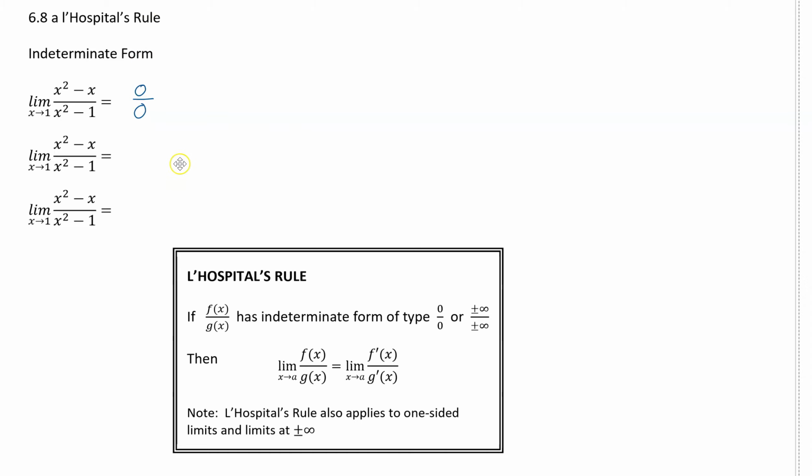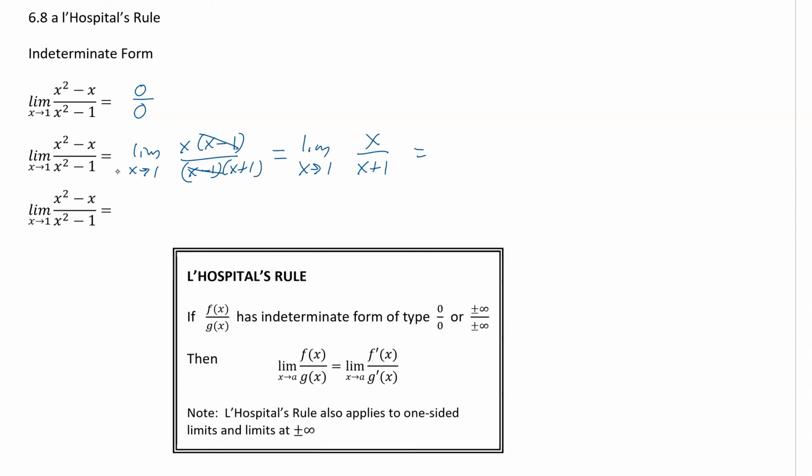So we already knew our rule from before. When we see 0 over 0, we knew something canceled. So we take the limit as x approaches 1, and we factor it. And we simplify. Now we have the limit of the top, which would be 1, and the limit of the bottom, which is 1 plus 1, and we end up with 1/2. So that was the one method.